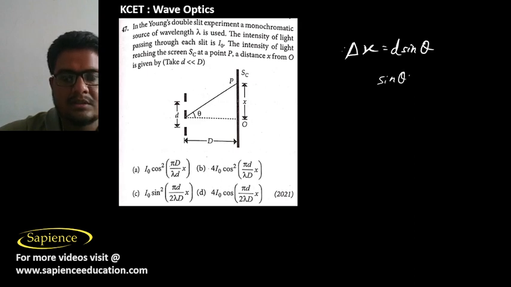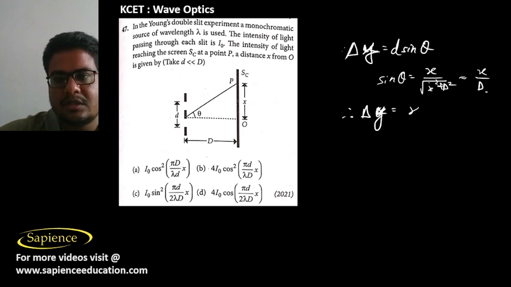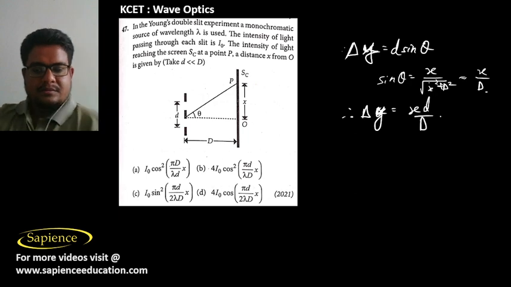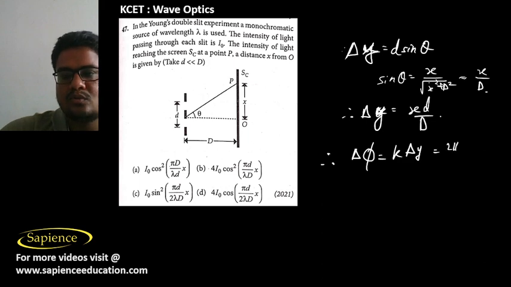And here sin theta equals x by root over x square plus d square, which is approximately equal to x by D. So the path difference delta y will be equal to x d by D. Therefore, you know that the phase difference equals k times the path difference, so that is 2 pi by lambda into x d by D.